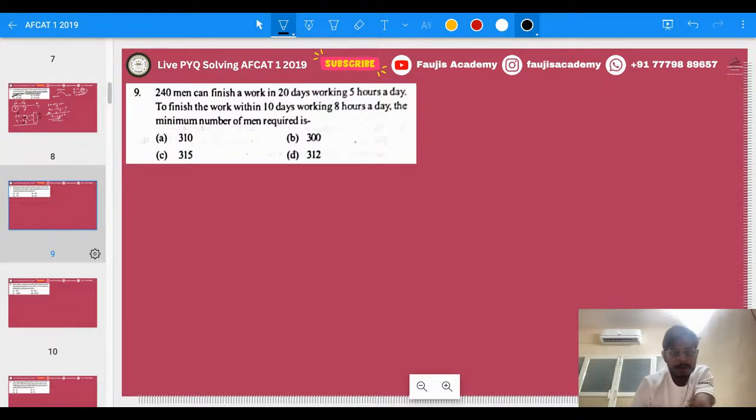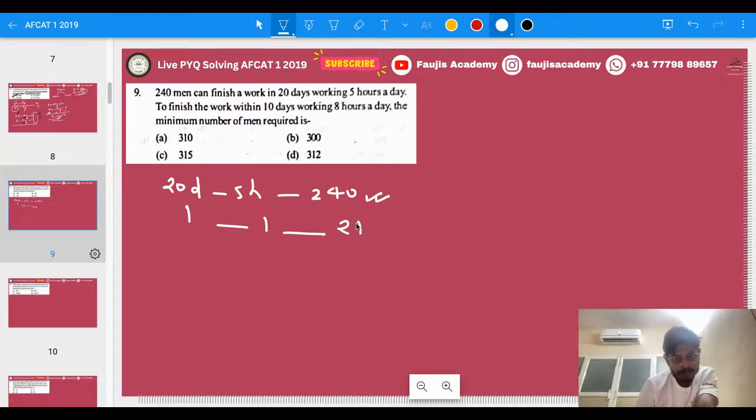Okay. 240 men. Look, there are so many formulas out there, M1, M2, V2, D2, and whatnot. Whatever you have to find out, you have to find out the number of men required. That means 20 days, 5 hours, it takes 240 men to complete the work. We have only 1 day and 1 hour, so the number of men will increase. If the number of men increases, we will write it in the numerator in multiplication.